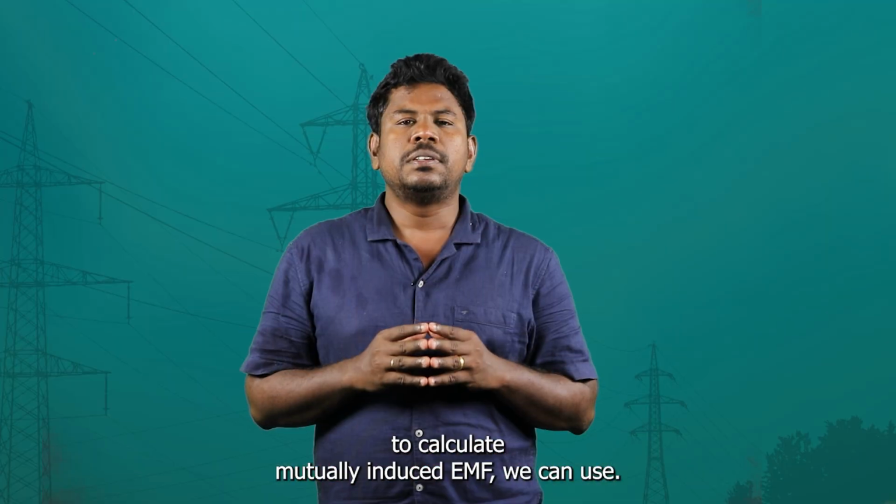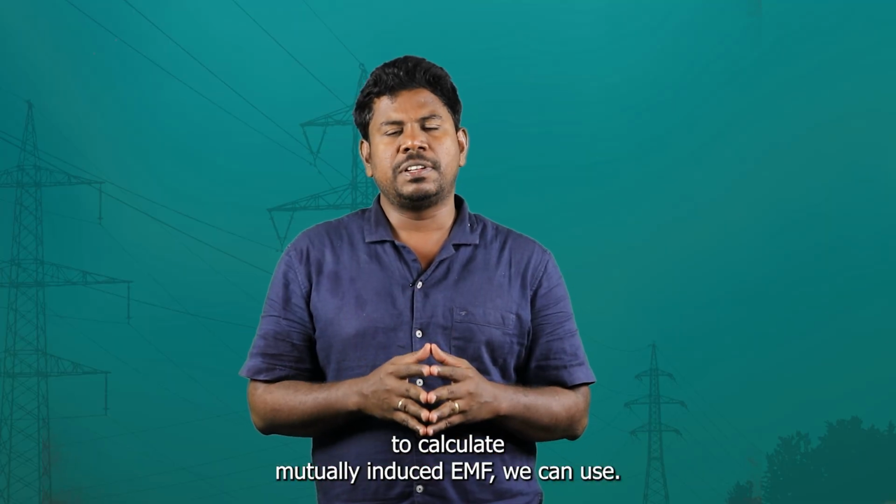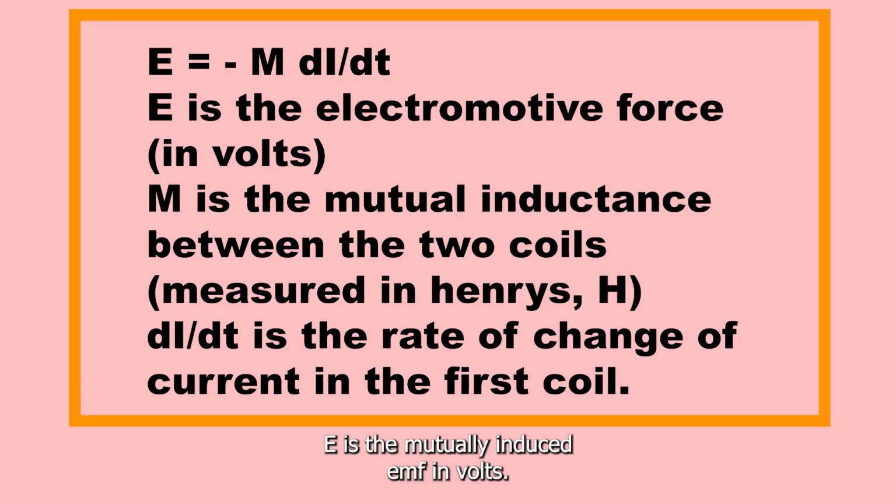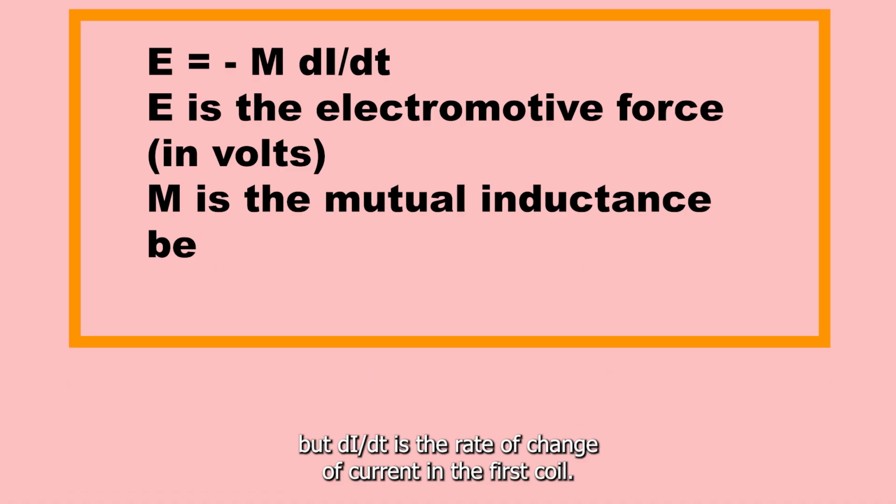To calculate mutually induced EMF, we can use the formula E is equal to minus M di by dt, where E is the mutually induced EMF in volts, M is the mutual inductance between two coils in Henry, and di by dt is the rate of change of current in the first coil.